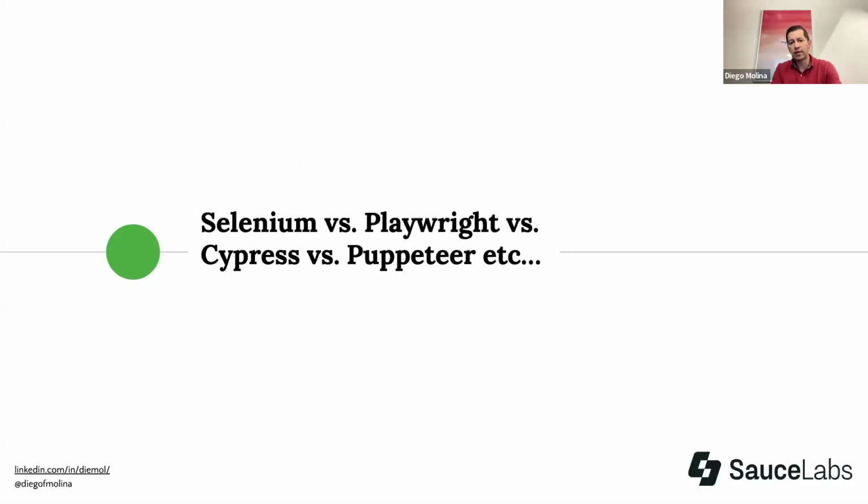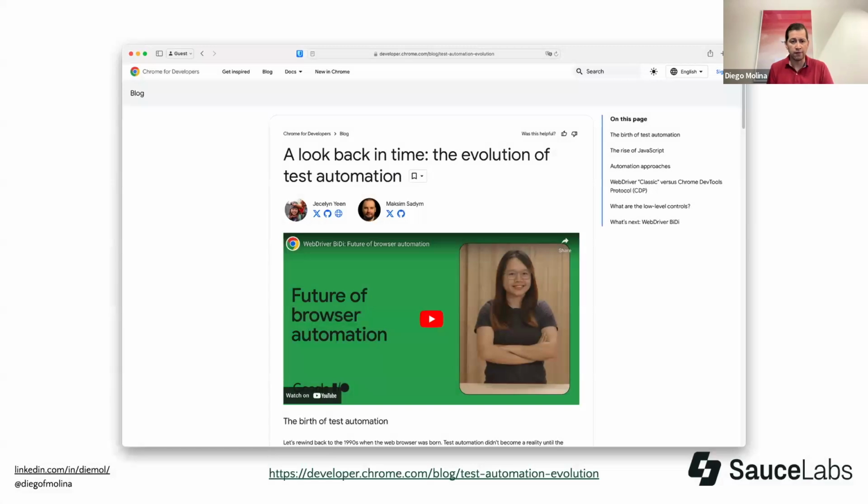One of the things that is a bit annoying in the automation ecosystem is that people tend to compare Selenium versus Playwright versus Cypress versus Puppeteer and so on. And that's annoying because you are comparing apples and oranges. Selenium is not a testing framework. Playwright is a full-fledged testing framework. So you cannot compare them because they don't have the same set of capabilities and features. And for that, it's good to understand all the context we have regarding browser automation.